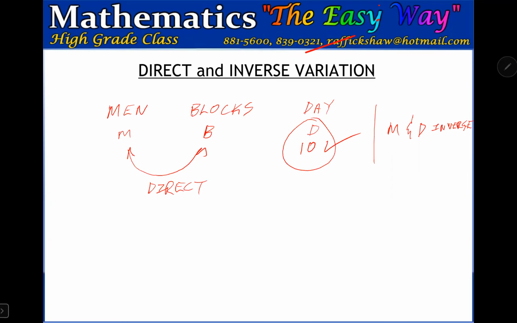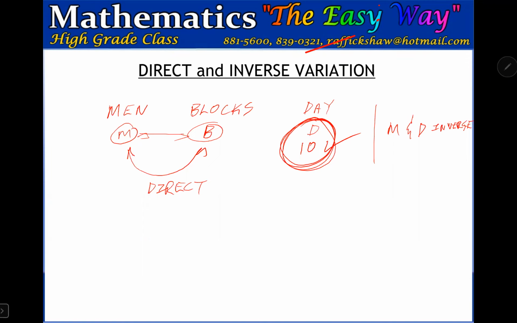If you have a constant of variation, and in this case my constant is the number of days worked, then the number of men and the number of blocks have a direct relationship, meaning when one increases, the other increases. And you can set up a mathematical formula for that.